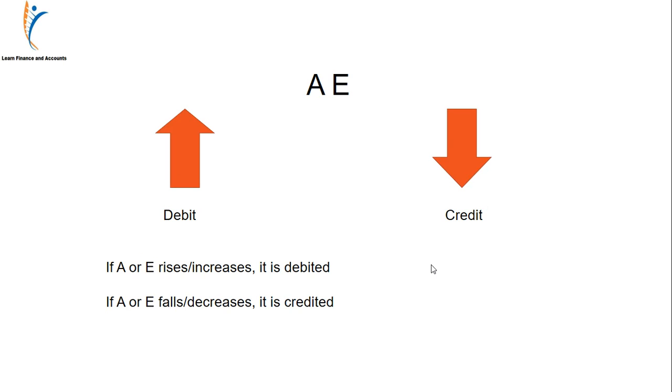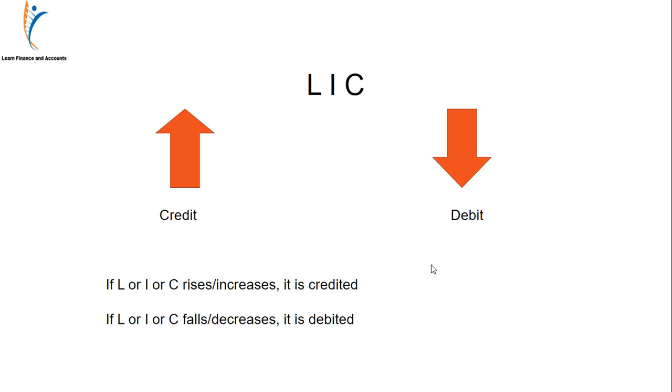Now we had seen the accounting treatment. When A or E rises or increases, the account is debited. When A or E falls or decreases, the account is credited. The opposite happens in the second group, Li or C. When Li or C increases, it is credited. When Li or C decreases or falls, it is debited. On the basis of these rules, we are going to make journal entries.